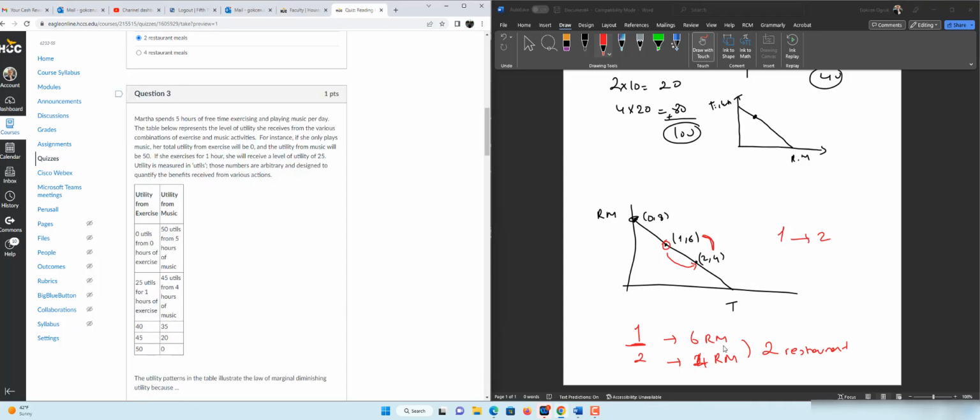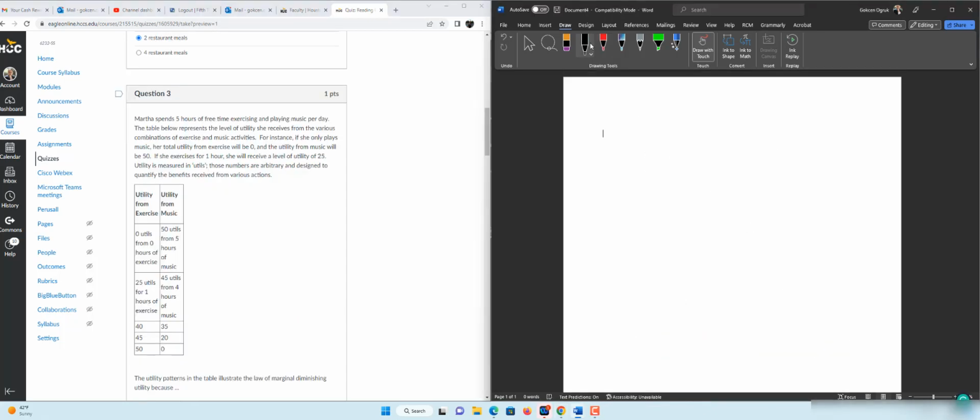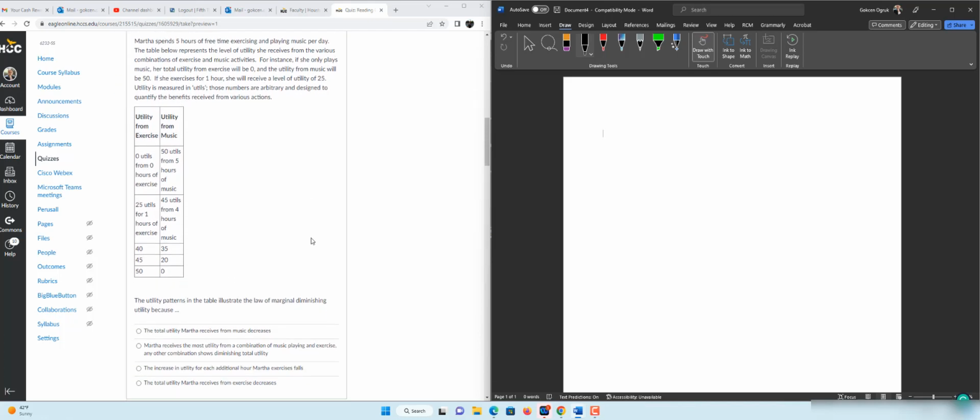Let's look at the next question. Question number 3. Martha spends 5 hours of free time exercising and playing music per day. The table below represents the level of utility she receives from the various combinations of exercise and music activities. For instance, if she only plays music, her total utility from exercise will be 0, and the utility from music will be 50. If she exercises for 1 hour, she will receive a level of utility of 25. Utility is measured in utils. Those numbers are arbitrary and designed to quantify the benefits received from various activities.